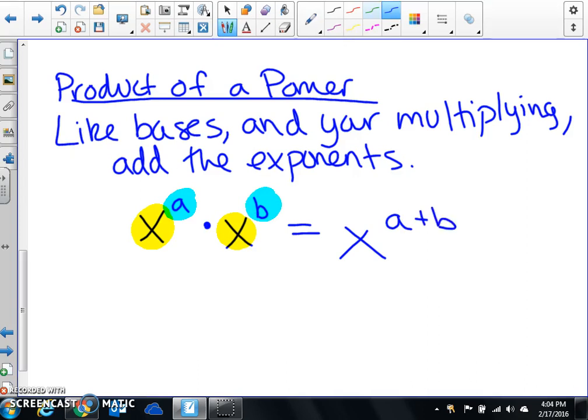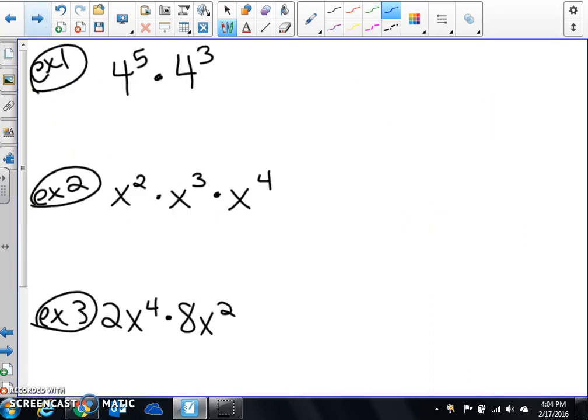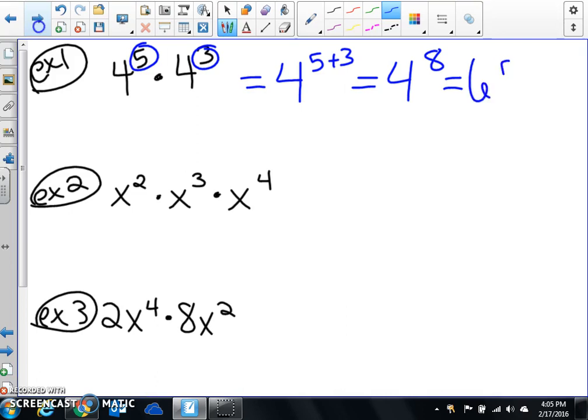Let's actually do some problems because it makes more sense when you see it in action. All right, so they have like bases. Both of them are 4, so I keep the 4, and then I add my exponents. So 5 plus 3, so 4 to the 8th. Now, they could straight up just say 4 to the 8th, or we can actually simplify 4 to the 8th. 4 to the 8th power is this big old number, 65,536. So you could technically see it either way.